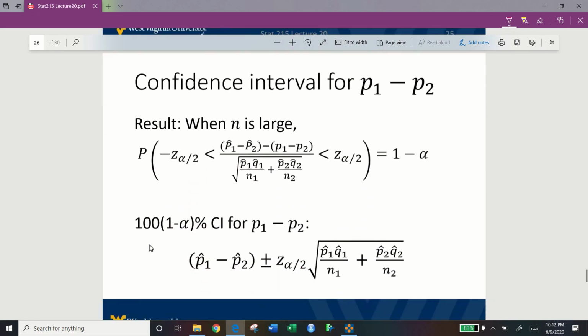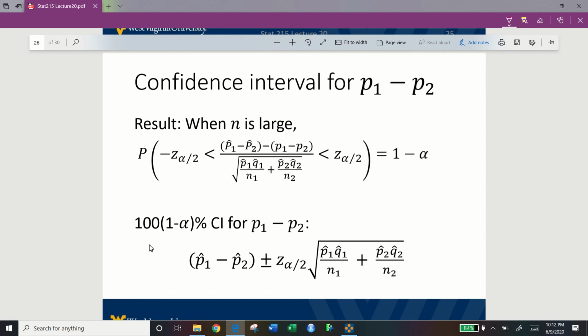Using this information we derived, we can say that when n is large, the probability of negative z alpha over 2 less than P1 hat minus P2 hat minus the quantity P1 minus P2, divided by the square root of P1 hat Q1 hat over N1 plus P2 hat multiplied by Q2 hat over N2, is going to be less than z alpha over 2, which is going to be equivalent to 1 minus alpha.